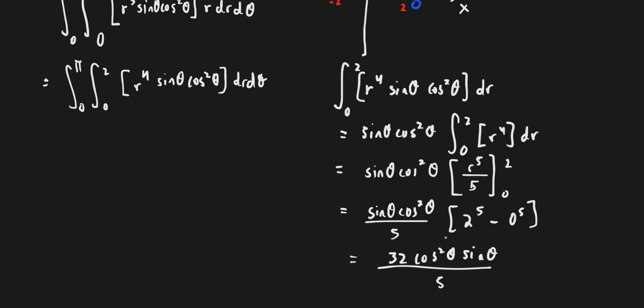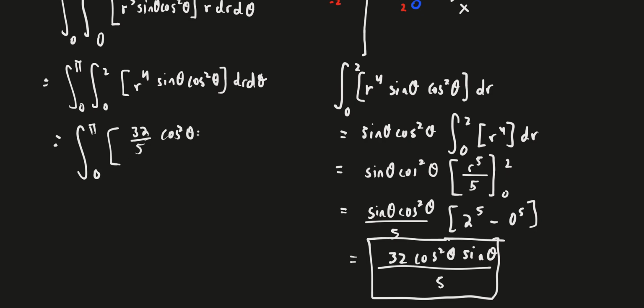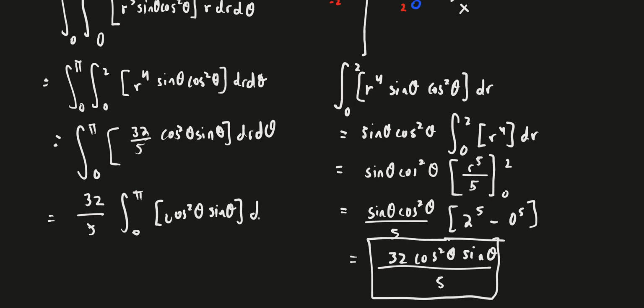Now let's go back and take all of this and move it back into our integral here. So what we can do is replace all of this with this. So it's going to be equal to the integral from 0 to pi of 32 over 5 cosine squared theta sine theta dr d theta. Okay, is this hard? No, because we can take our 32 over 5 out and integrate from 0 to pi cosine squared theta sine theta dr d theta.